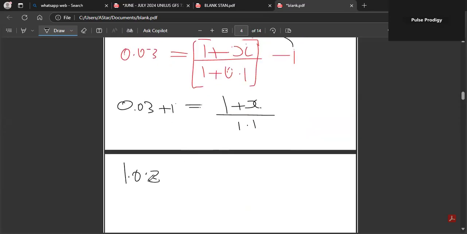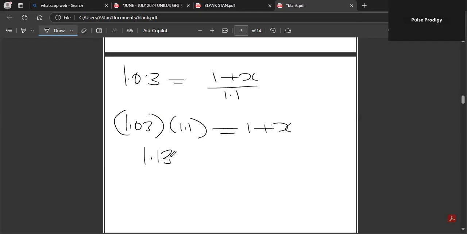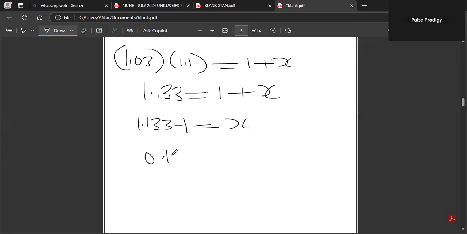So 1.03 is actually equal to 1 plus x over 1.1. So 1.03 you multiply by 1.1, which is equal to 1 plus x. So 1.03 times 1.1 is giving us what? 1.133 is equal to 1 plus x. 1.133 minus 1 is equal to x. All right, so what are we getting? 0.133 is equal to x. So it is 13.3% is equal to the nominal rate.